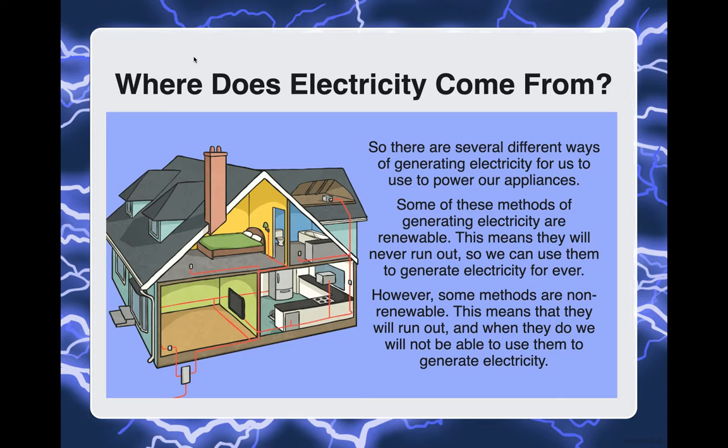It means that they will run out, and when they do, we will not be able to use them to generate electricity anymore. So remember, renewable means that they never run out. We can use them to generate electricity forever. And non-renewable means that they will run out. And once they're out, we can no longer generate electricity from them.